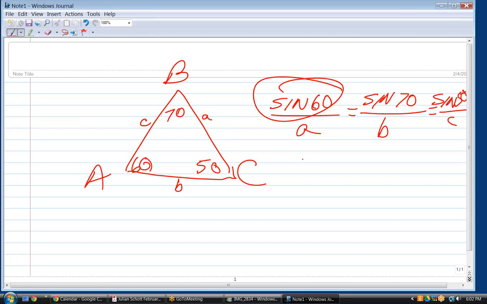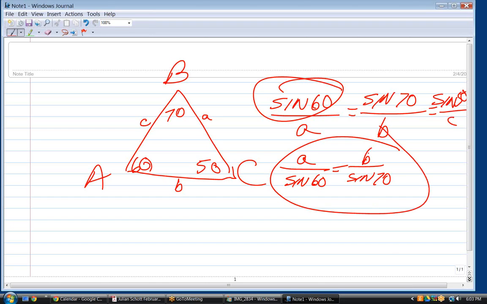And I can do these in any order. I can also say A over the sine of 60 is equal to B over the sine of 70. So I can switch it up as long as I'm consistent. I can't say A over the sine of 60 being equal to the sine of 70 over B. In other words, you have to have one or the other in the numerator, the trig function or the side.